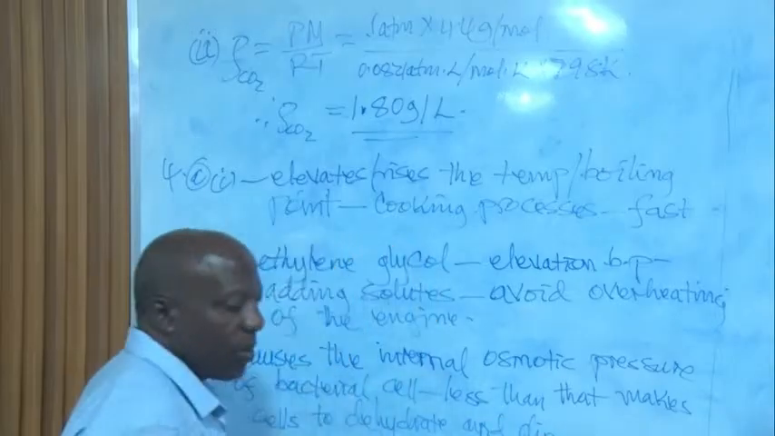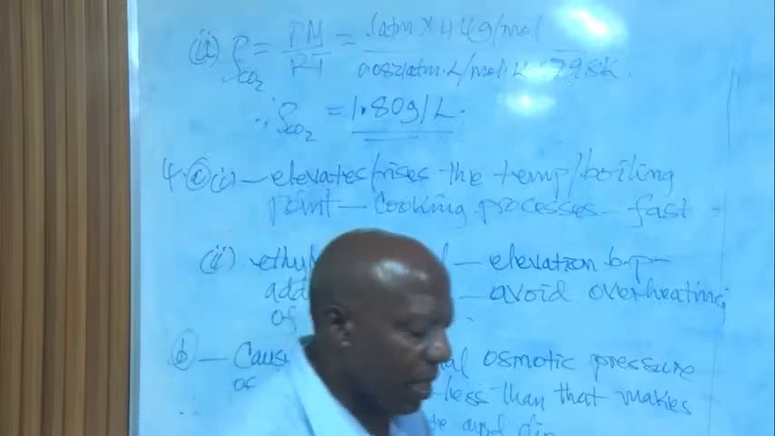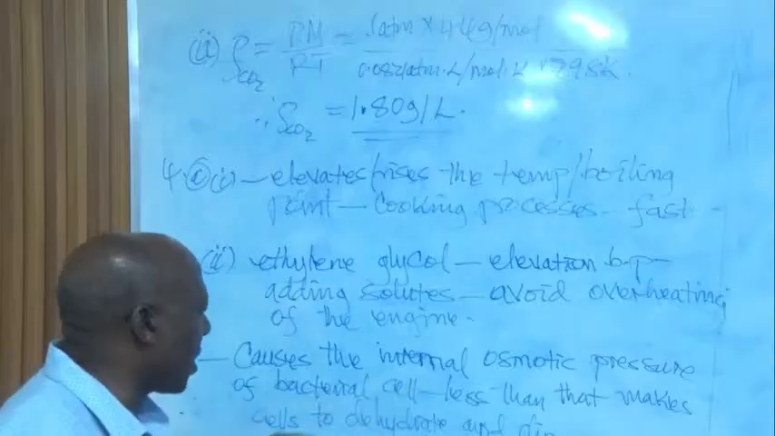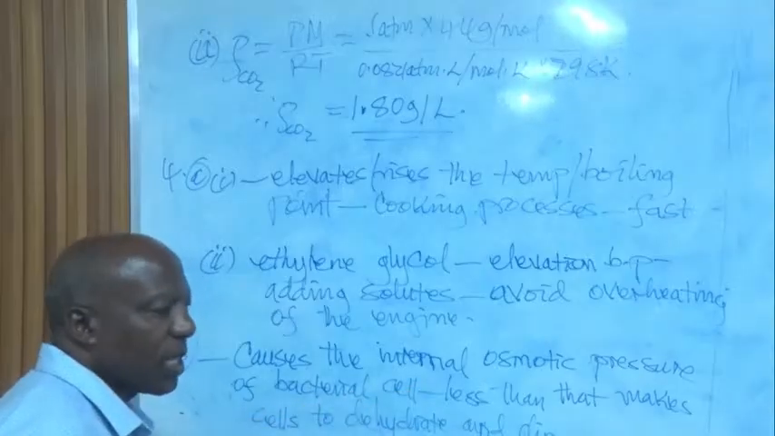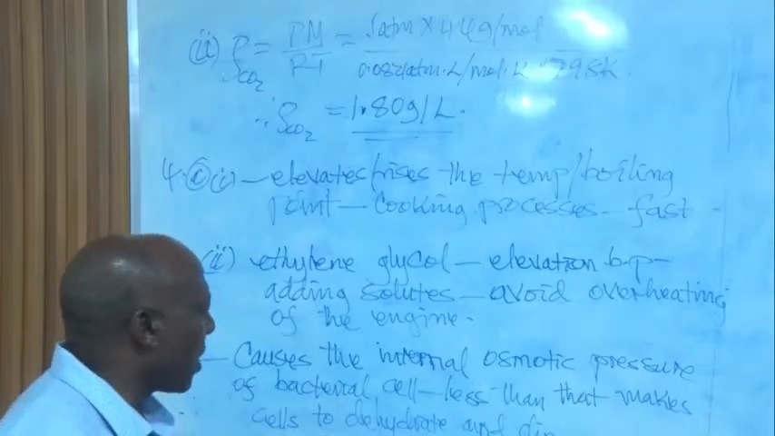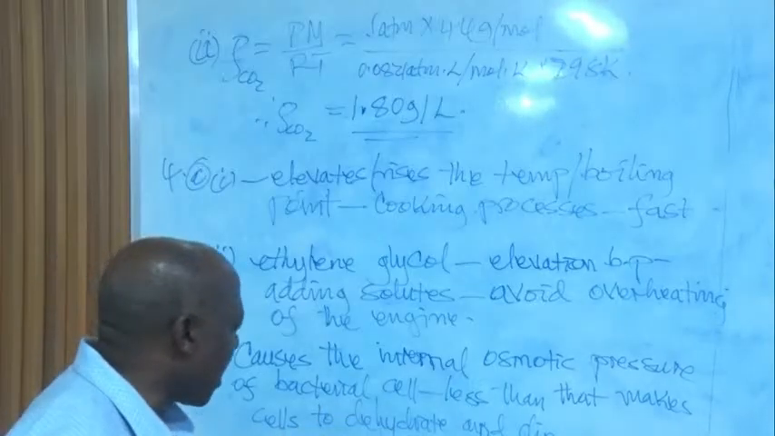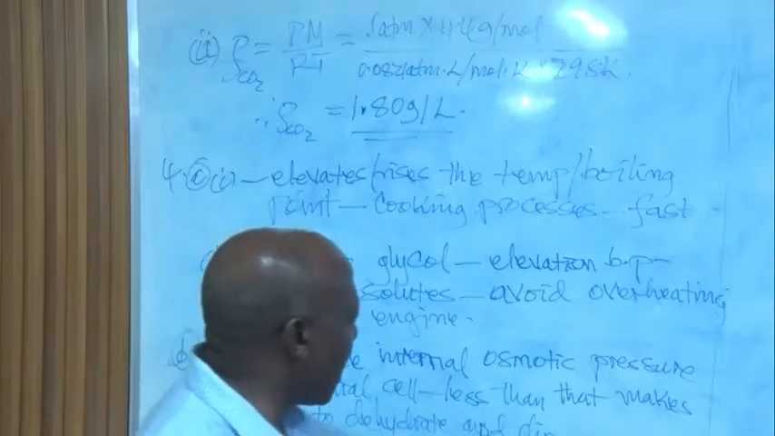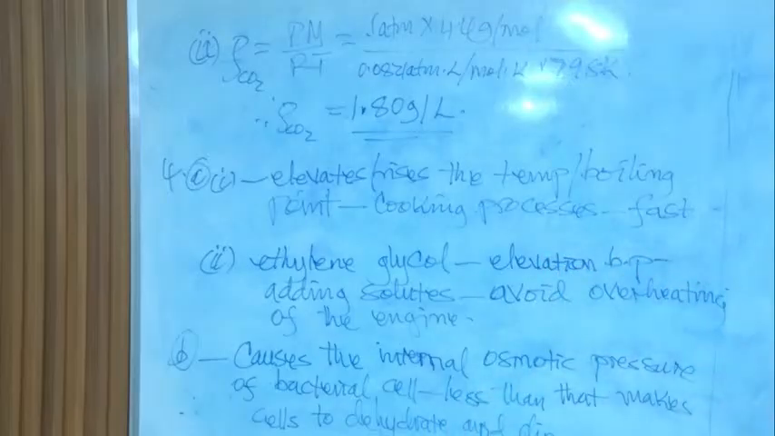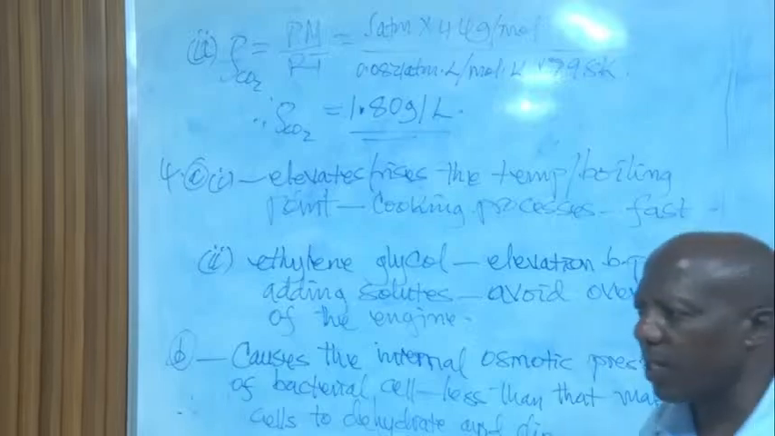So this is one way of preserving foodstuffs like meat, fish. We can salt heavily, and through osmosis, the bacterial cells which invade the foodstuff dehydrate. Then during dehydration, these bacterial cells die. As a result, the foodstuff remains safe. So this is one of the practical applications of colligative properties.